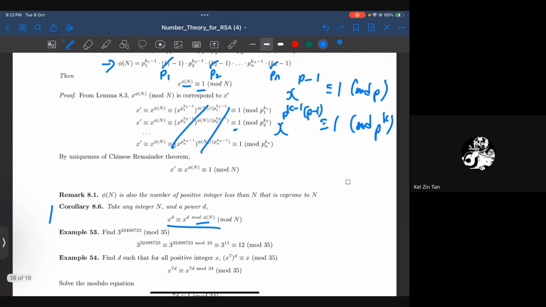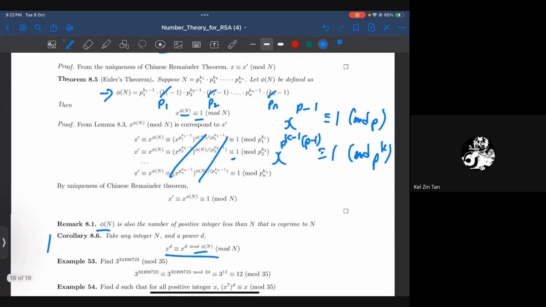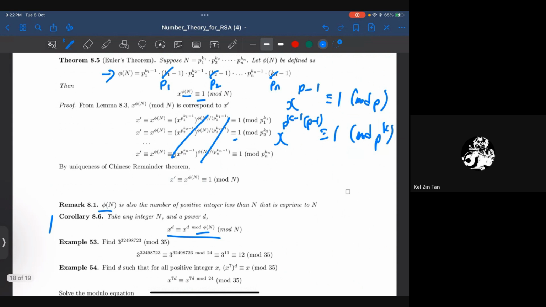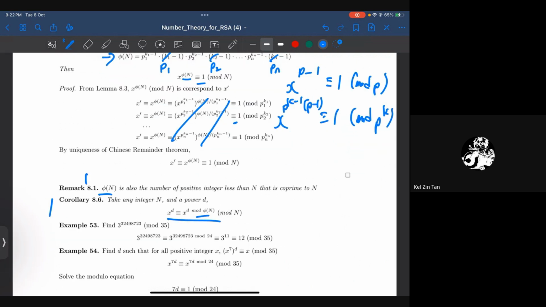Also, I want to note that phi n looks very arbitrary, but it actually has a name. It's called Euler's totient function, and it's also the number of positive integers less than n that are co-prime to n. So that is just a remark, and you can prove this also similarly using the Chinese remainder theorem.